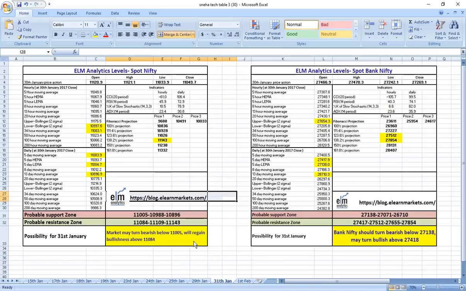So these are the levels that we mentioned, and we described how you can use them effectively in your overall trading.